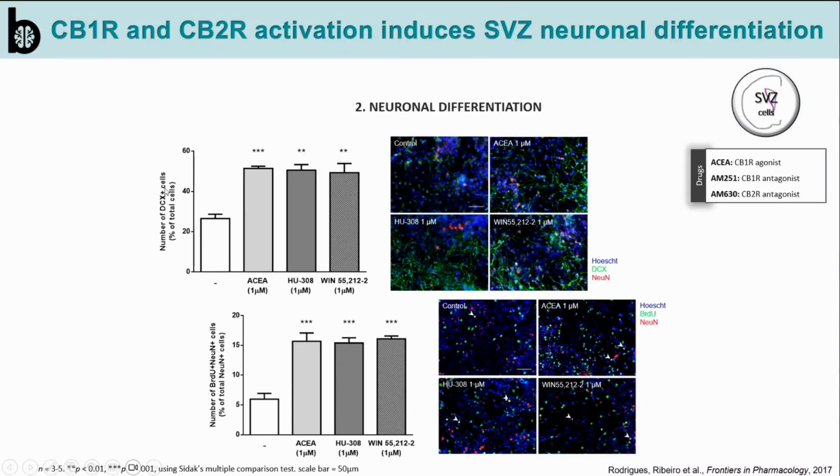Then we also studied neuronal differentiation. So we looked at doublecortin positive cells, here in green. So we looked at immature neurons, and we saw that activating the cannabinoid receptors increased neuronal differentiation. We also looked at differentiation into mature neurons. We gave a pulse of BrdU, so it was incorporated during proliferation. And at the end, we saw that these cells that incorporated BrdU were mature neurons. So we saw that these agonists were again inducing neuronal differentiation.